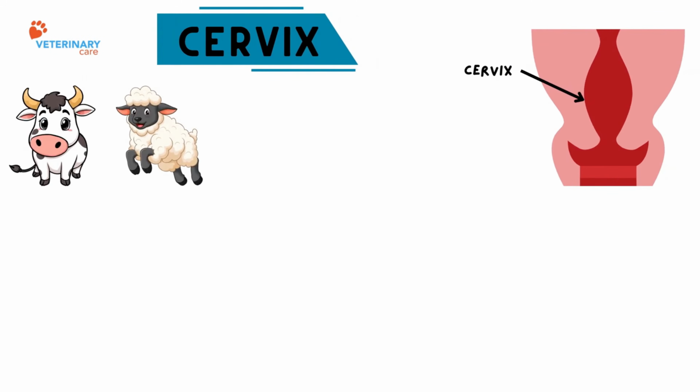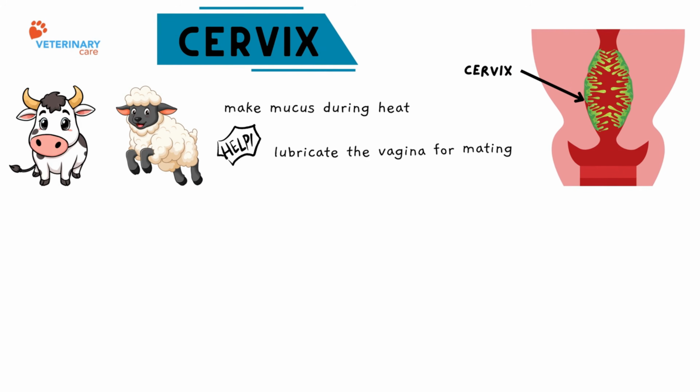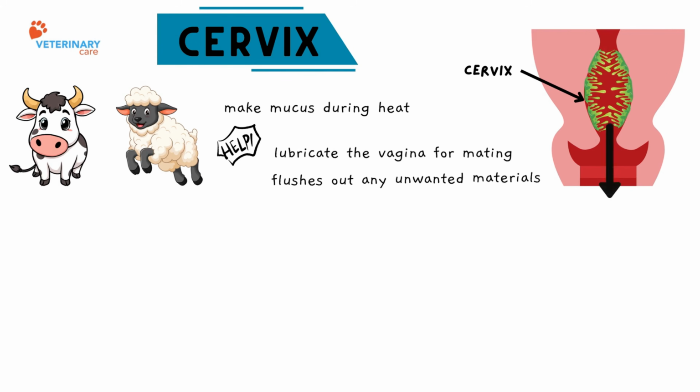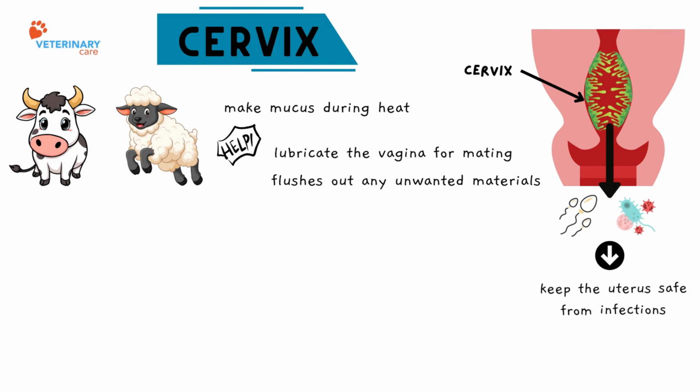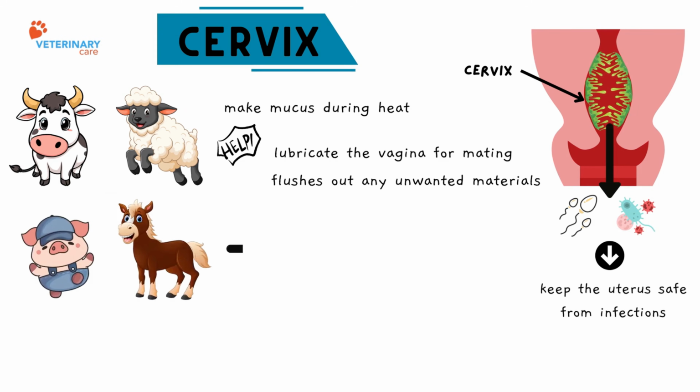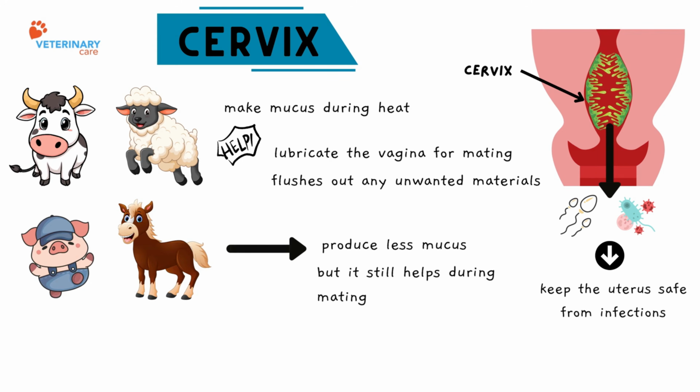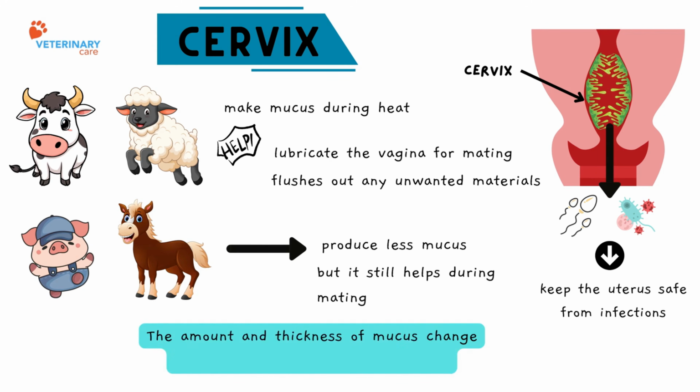One important job of the cervix in cows and sheep is to make mucus during heat, which helps lubricate the vagina for mating and flushes out any unwanted materials like extra sperm or germs. This flushing helps keep the uterus safe from infections. Pigs and horses produce less mucus, but it still helps during mating. The amount and thickness of mucus change throughout the animal's heat cycle.